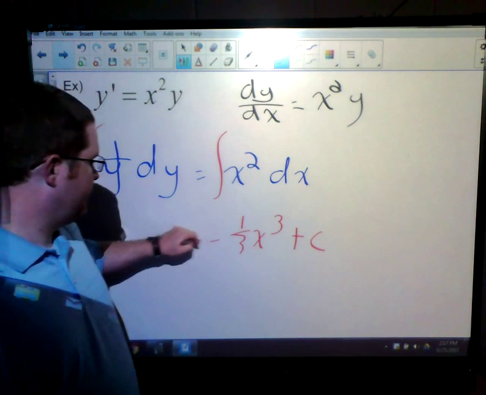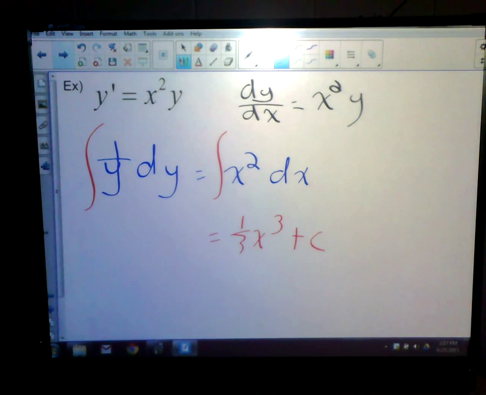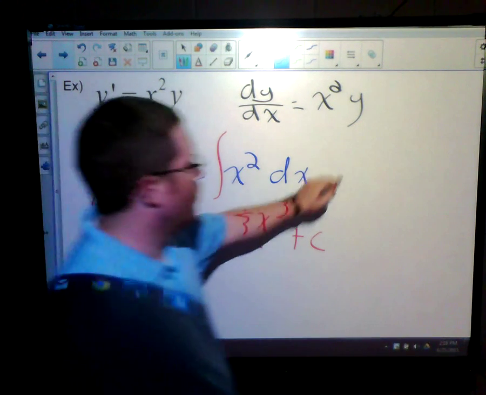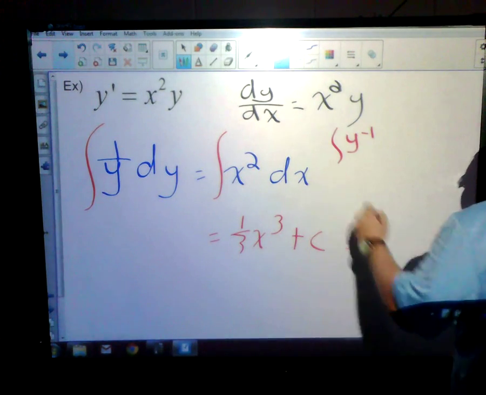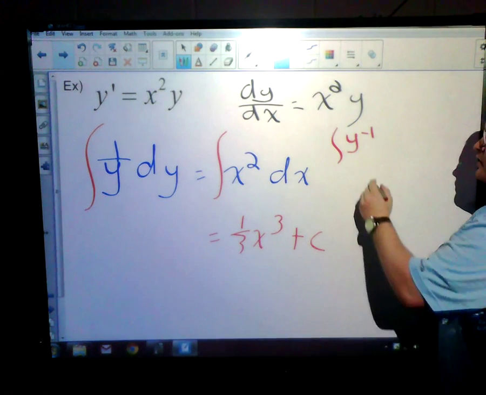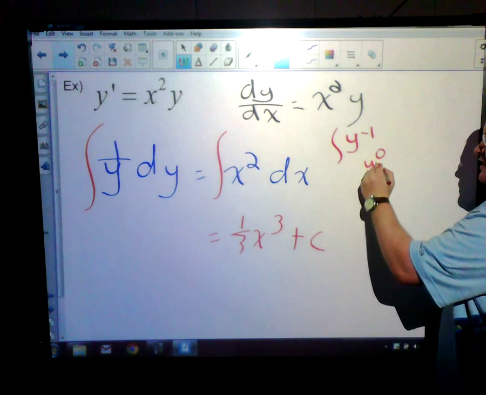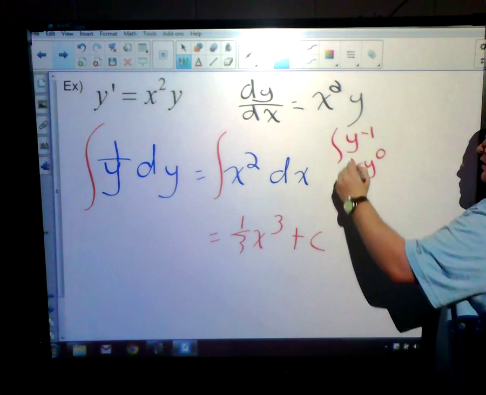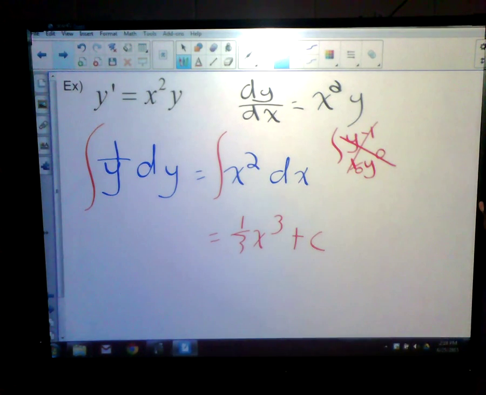Now the left side. What's the integral of 1 over y? Well, if I were to write this as y to the negative 1 and try to integrate it like I normally would, if I add 1 to it, I get 0, and then I get 1 over 0, and that doesn't work. So that's not the way to integrate that side.